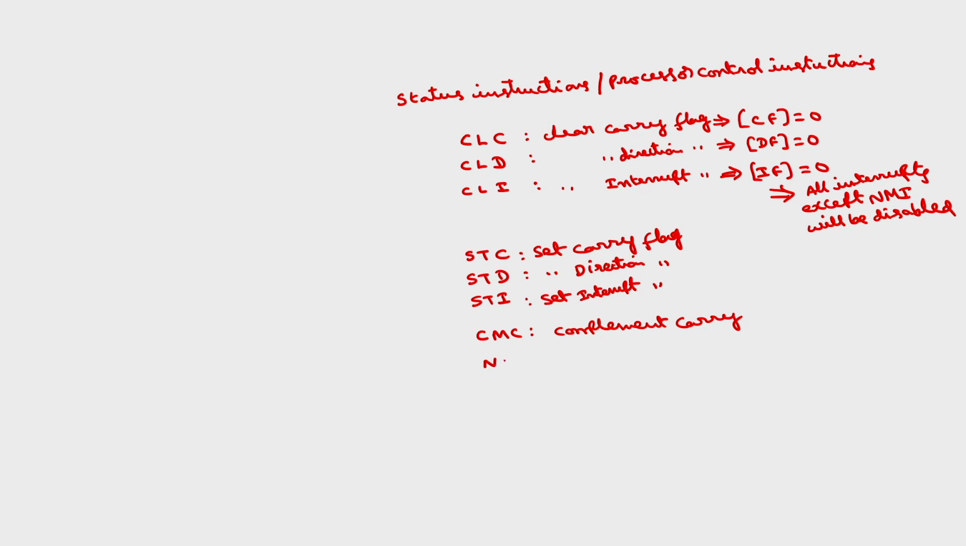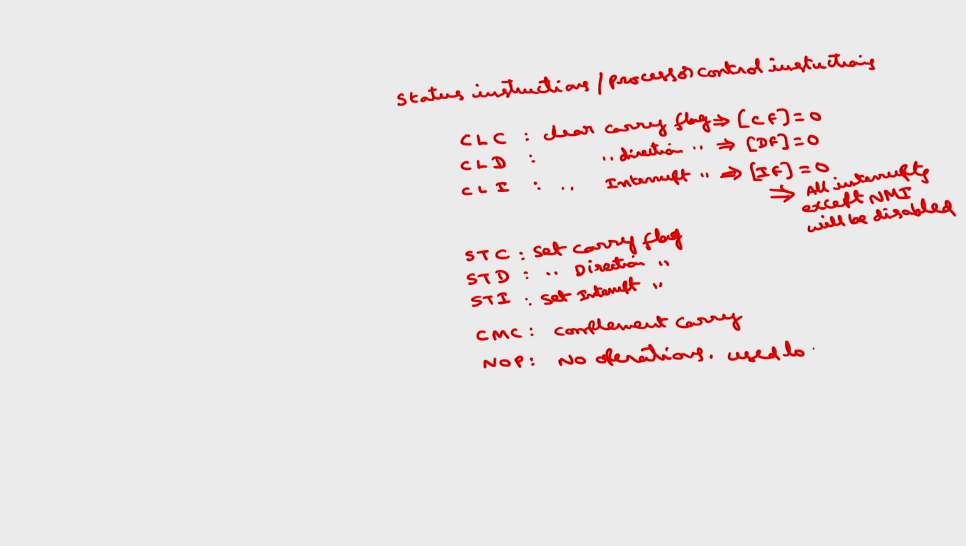And we have one more process control instruction, no operation, NOP. As the name implies, it does not perform any operation. Then what is the use of this instruction? It creates a delay. If you want to write delay programs, later we will discuss some delay programs. In delay programs, the NOP instruction will be used. Then we have the halt instruction, HLT. So the program will be halted.